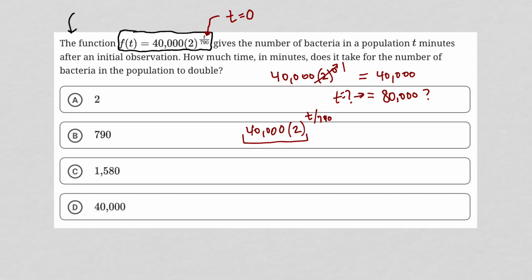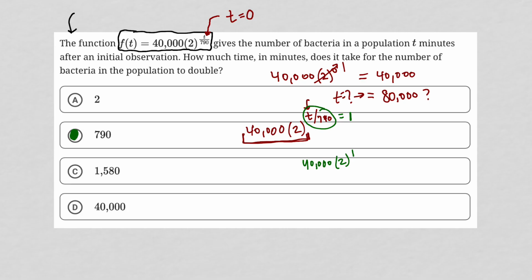So what does t need to be so that I can maintain this 40,000 times 2? Well, overall, this exponent should be 1, because if the exponent equaled 1, then I just have 40,000 times 2 to the first power, which is 80,000. So what can t equal to make that fraction of t divided by 790 equal to 1? Well, t would equal 790, right?